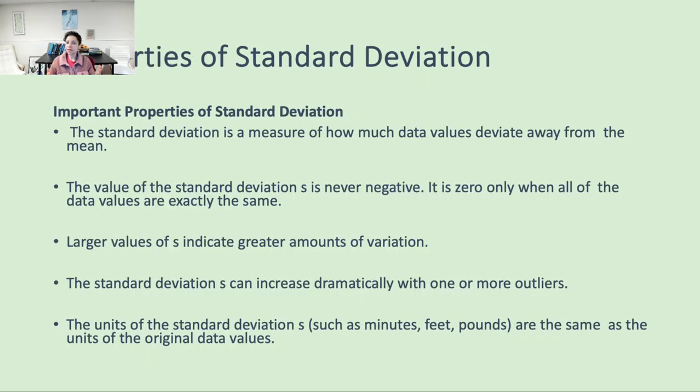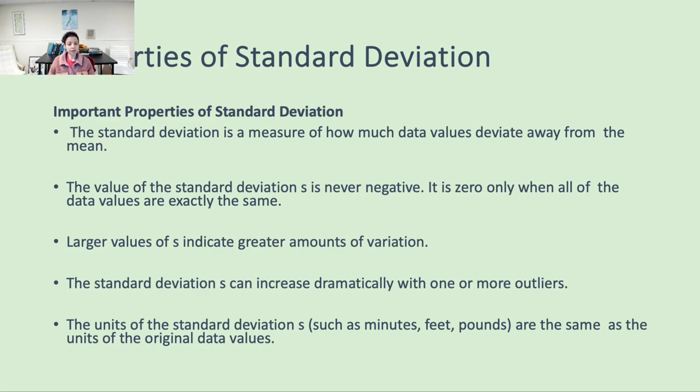Now, standard deviation has some important properties. Standard deviation is a measure of how much the data values deviate from the mean. So it's telling us very similar things as the variance. The value of standard deviation is also never negative, just like variance. And it will also be 0 if all the data points are the same. A larger number for standard deviation indicates a larger amount of variation in your data.